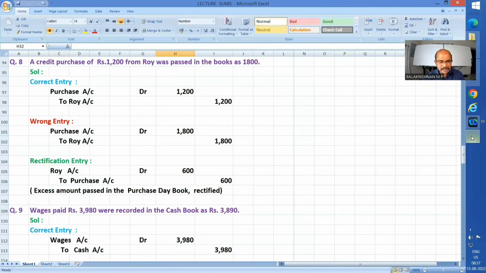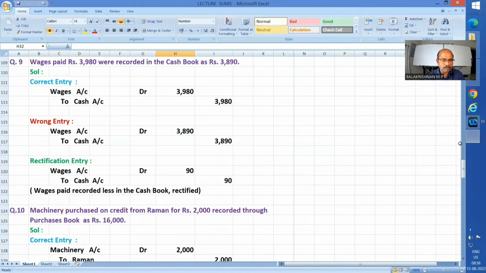So if we make the reverse entry to the extent of rupees 600, the rectification will be effective. So Roy account debtor 600 to purchase account 600. If we incorporate this rectification entry with the wrong entry, obviously we will get back to the correct entry. And narration will be excess amount passed in the purchase day book rectified. Next one. Question number 9.